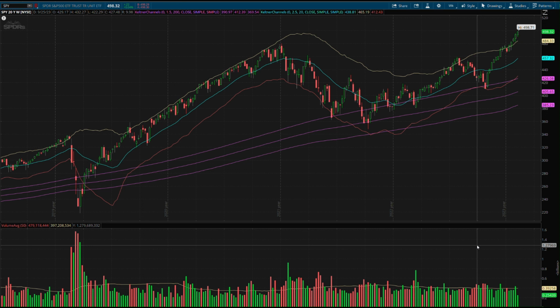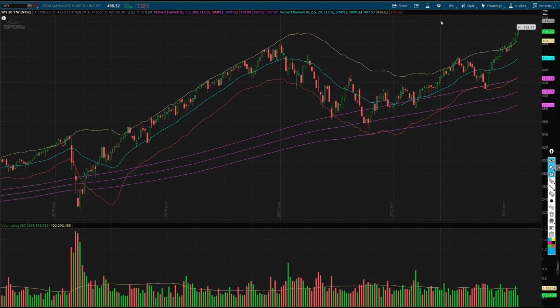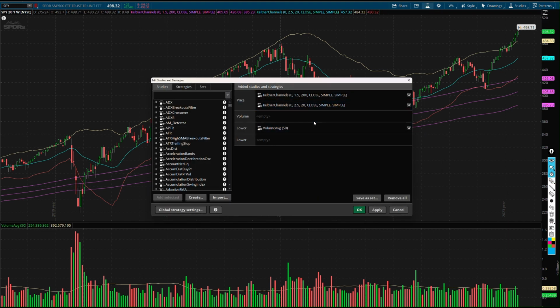Okay, there is one simple indicator we can use to identify near tops and near bottoms of the stock market. We are using the SPY weekly chart. We are also using one indicator twice.